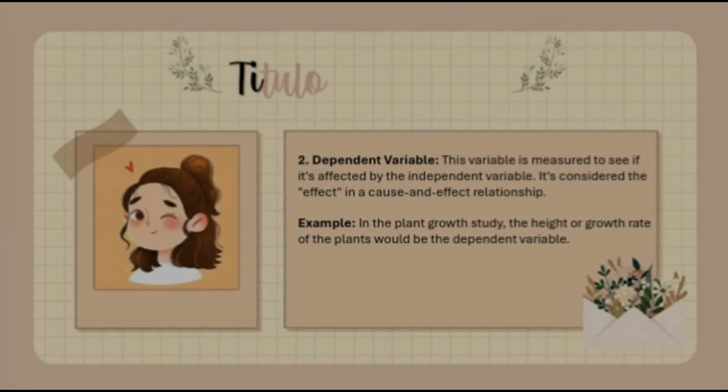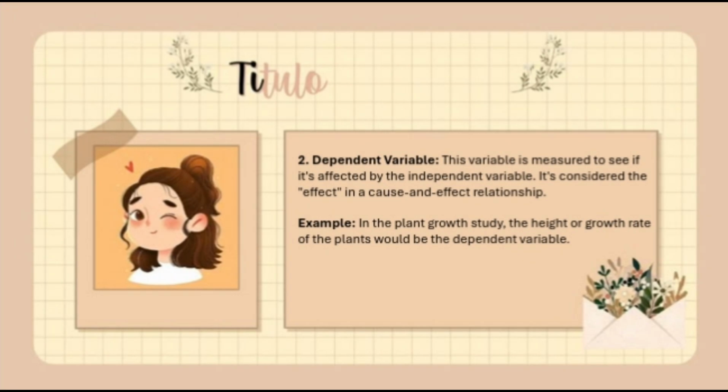Next is the dependent variable. This variable is measured to see if it's affected by the independent variable. It's considered the effect in a cause and effect relationship. Example: in the plant growth study, the height and growth rate of the plants would be the dependent variable.